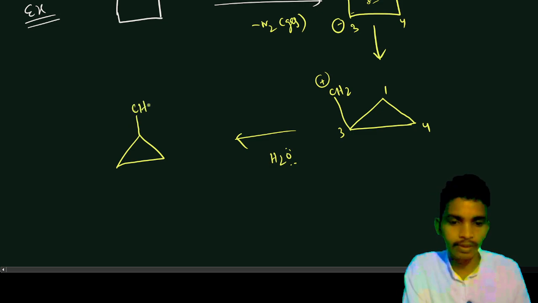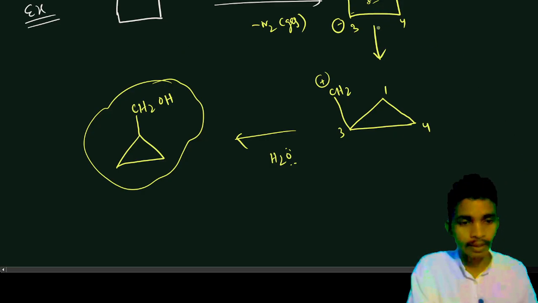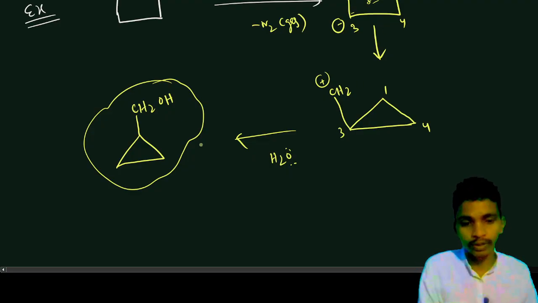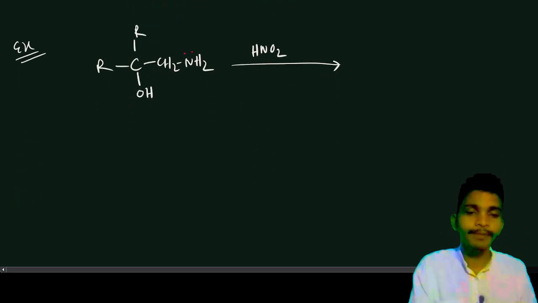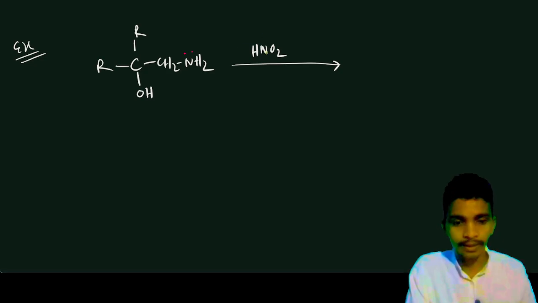This is going to be CH2OH. So this is the final answer for this question. The ring will be decreased to a 3-member ring. The same case applies in these examples, where HNO2 is there and NH2 is there.